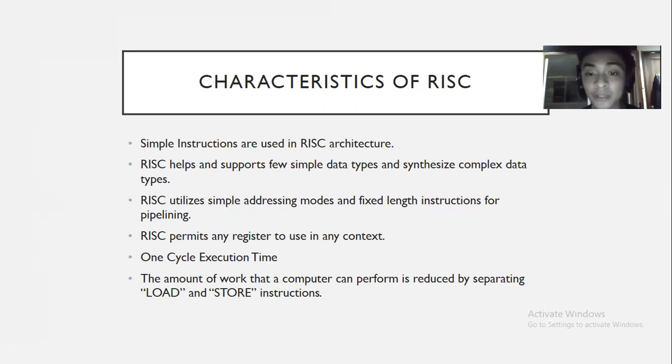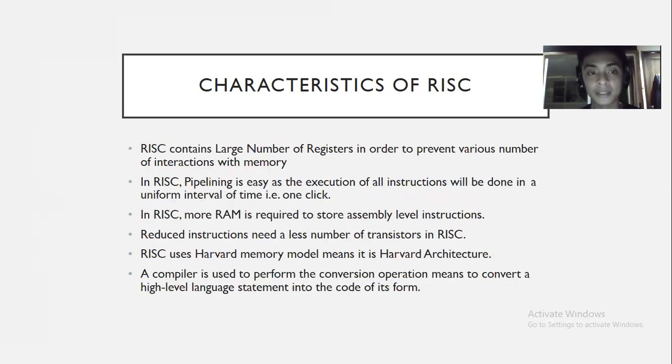The amount of work that a computer can perform per instruction is reduced by separating load and store instructions. So in comparison to CISC, the MULT command does 3 things, while load only does 1 and store only does 1. That's more efficient for the computer. And continuing with more characteristics of RISC.